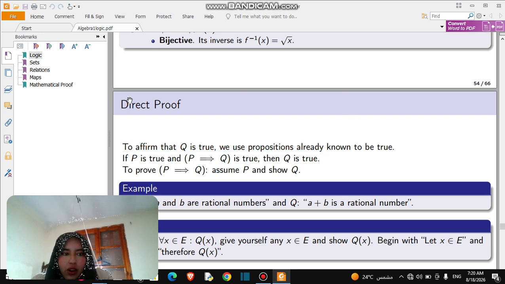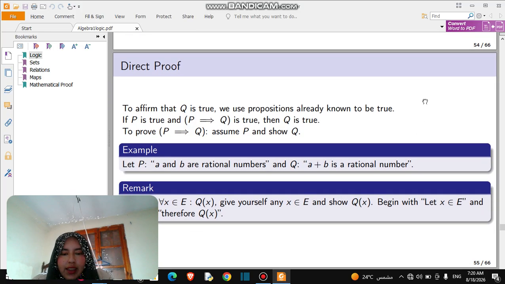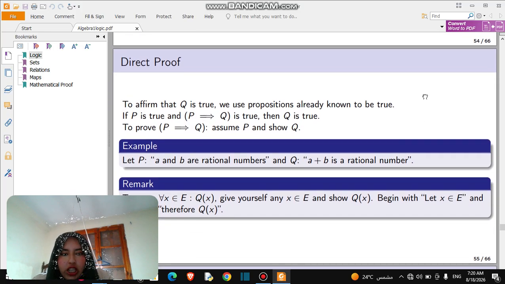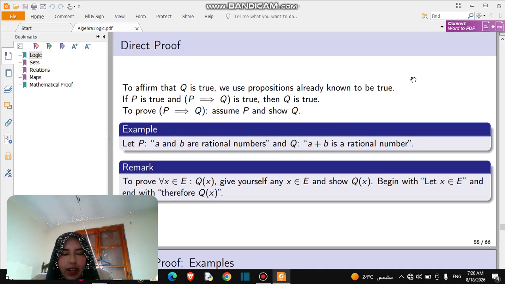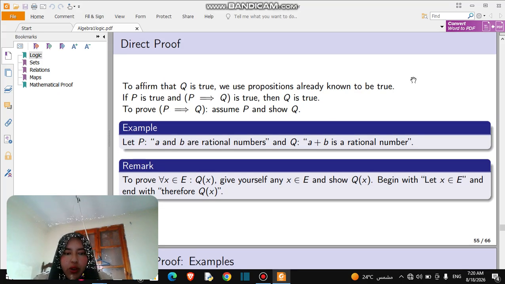We will talk about mathematical proof, how we prove a statement or a proposition. There is a direct proof, where to confirm that Q is true, we use a proposition already known to be true. If P is true and P implies Q is true, then Q is true. And to prove P implies Q, we assume P and we show Q.